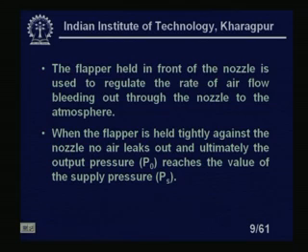When the flapper is held tightly against the nozzle, no air leaks out, and ultimately the output pressure PO reaches the value of the supply pressure. That situation never arises in a flapper nozzle system. Suppose I have a flapper here, this is the nozzle through which the air flows continuously, and I have a supply pressure on this side. If the flapper is moved so that we have totally stopped the bleeding, what will happen to the output pressure PO? It will be equal to the supply pressure, because nothing is vented to the atmosphere.